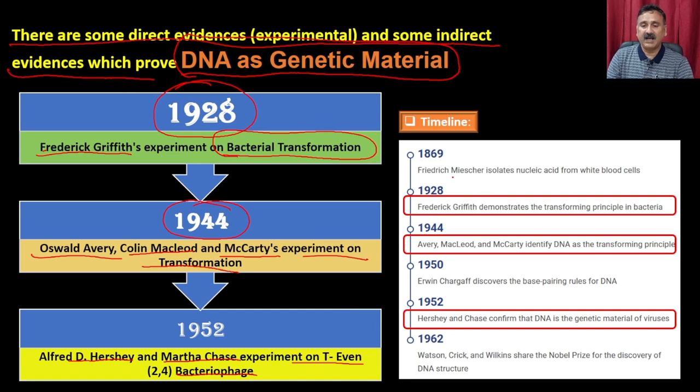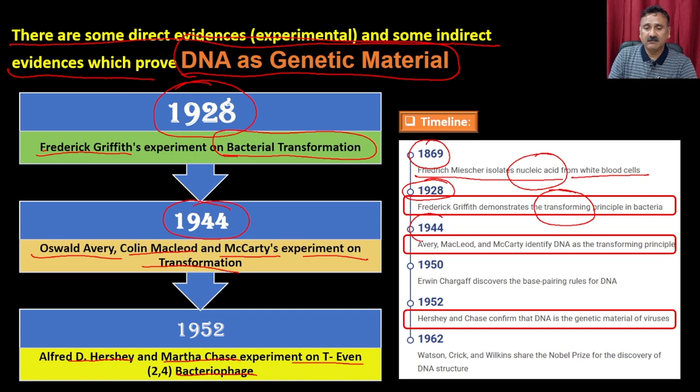So if you go by the timeline, in 1869 Friedrich Miescher isolated nucleic acid, or I will say the genetic material, from white blood cells. Then in 1928, almost 50 or 60 years later, Frederick Griffith demonstrated that genetic information goes from one bacterium into another through a phenomenon called transformation.